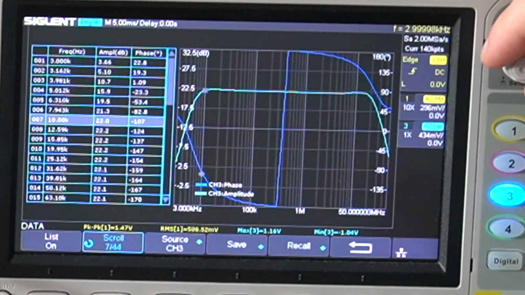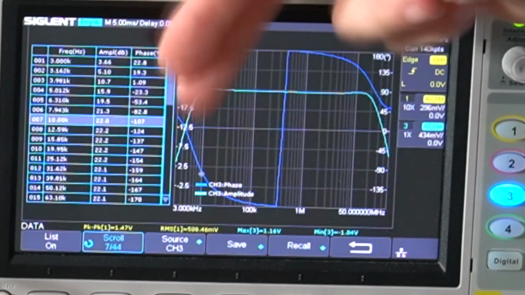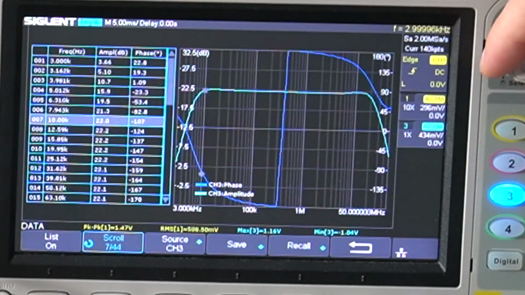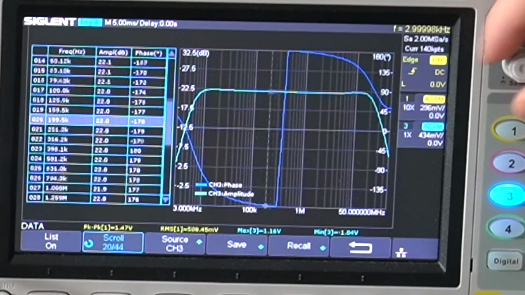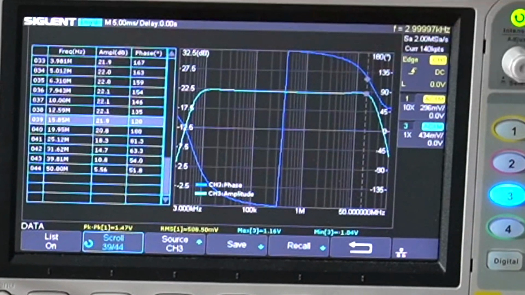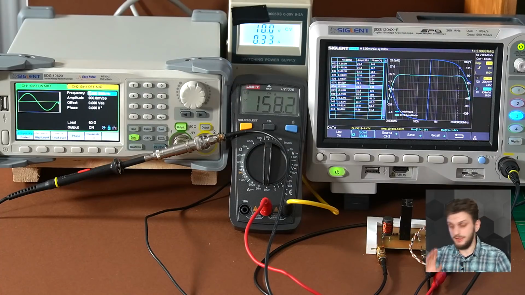Between this 10 kHz point, we're getting an amplitude of 22 decibels. It stays relatively flat, 22, 22, 22, all the way up to 15.85 MHz, and then it slowly drops off. So it did manage to make a very nice, very wideband amplifier.